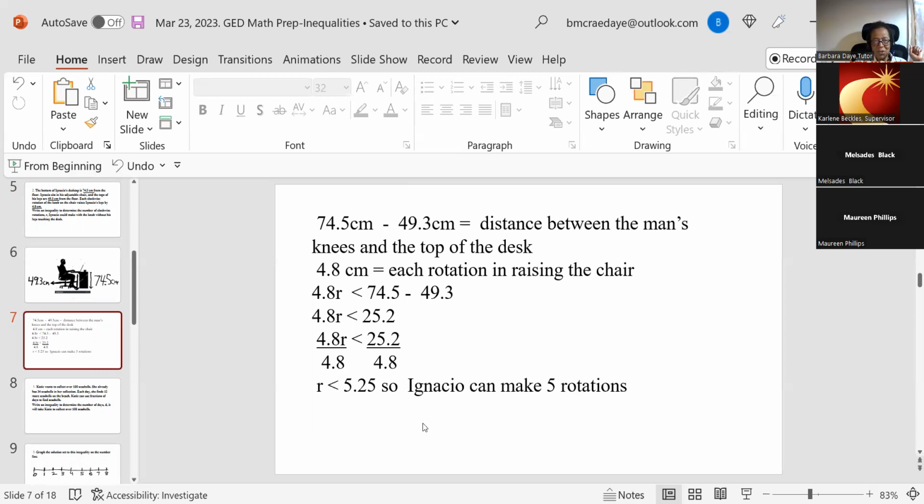All right. So your answer will be R less than 5.25, but the number of rotations will be 5 because you can't have a fraction of rotations. You got it? Okay.